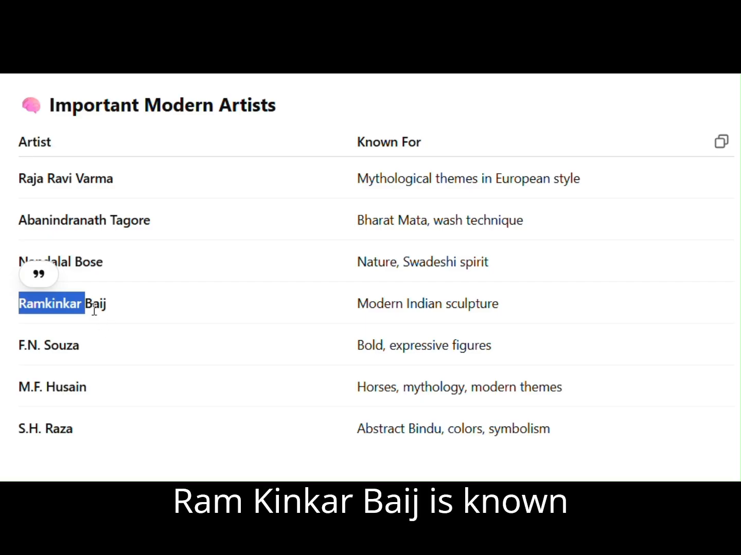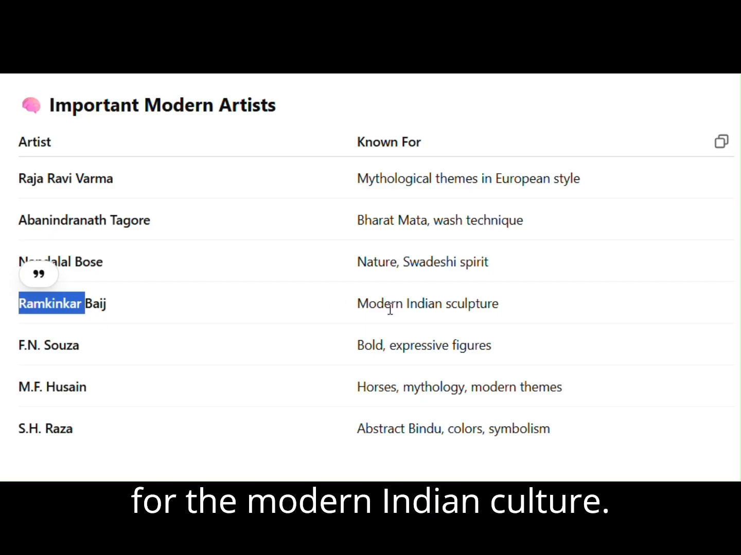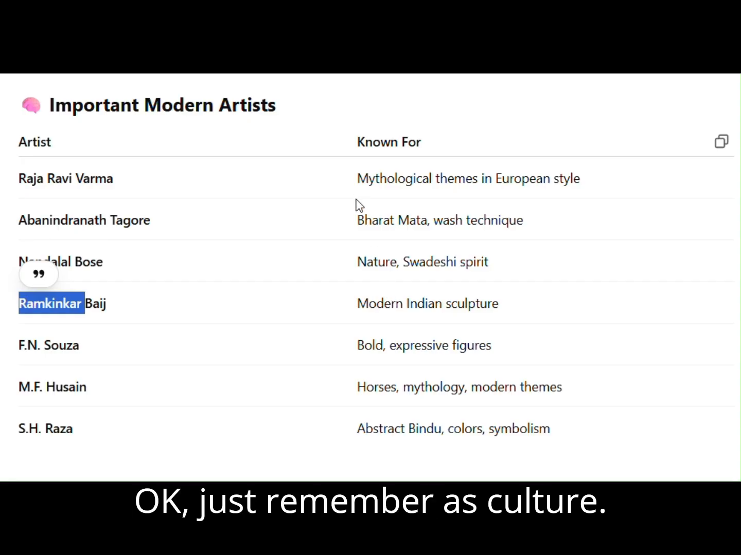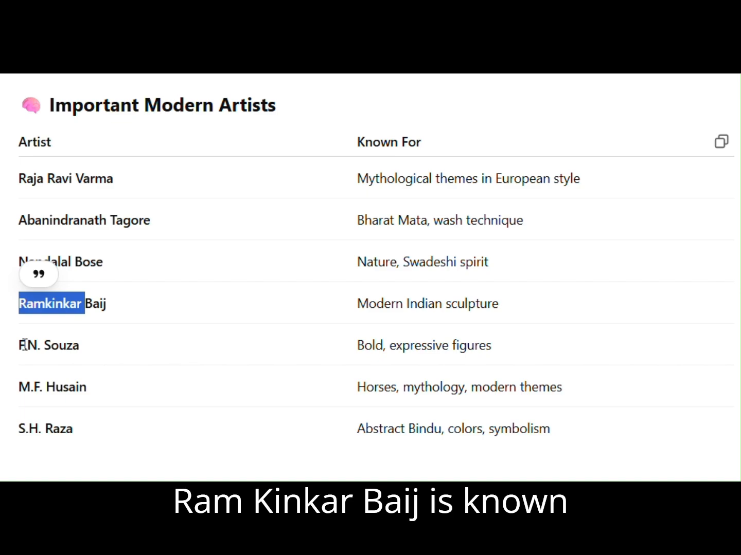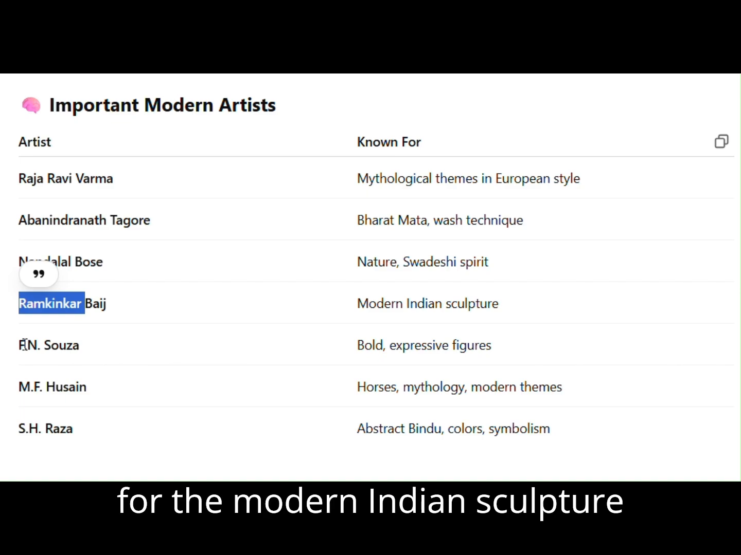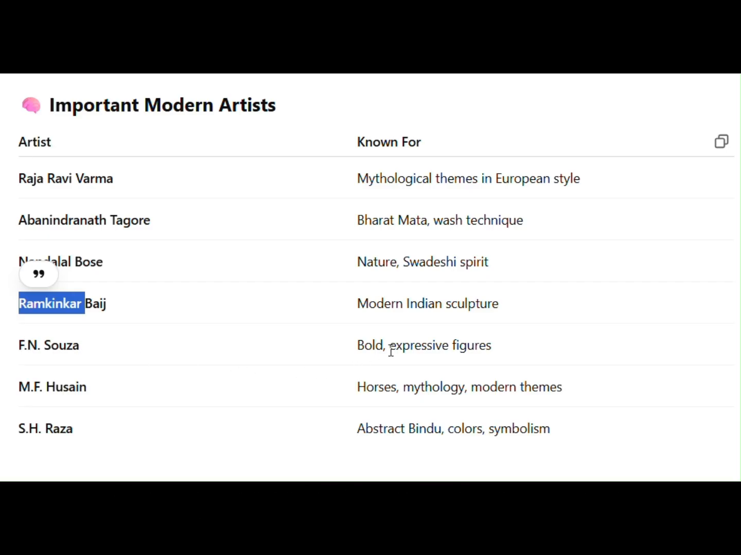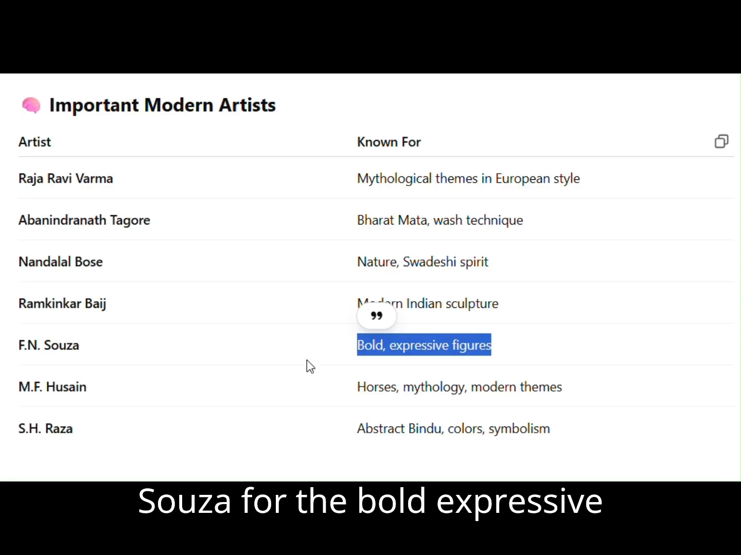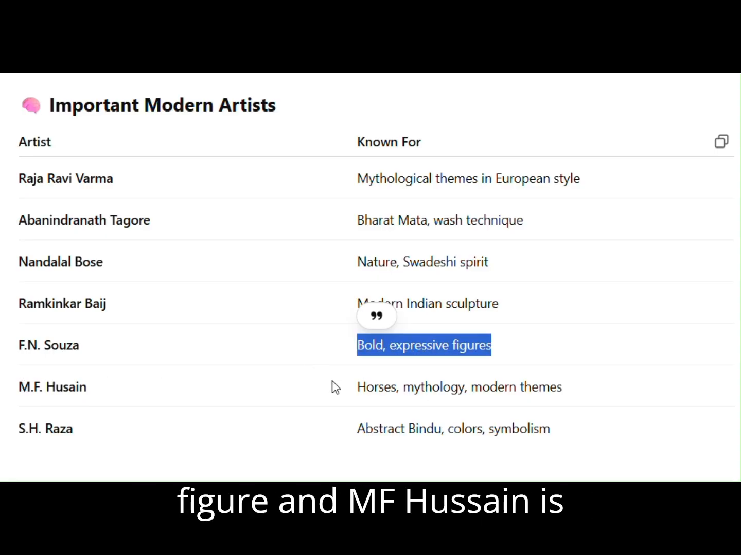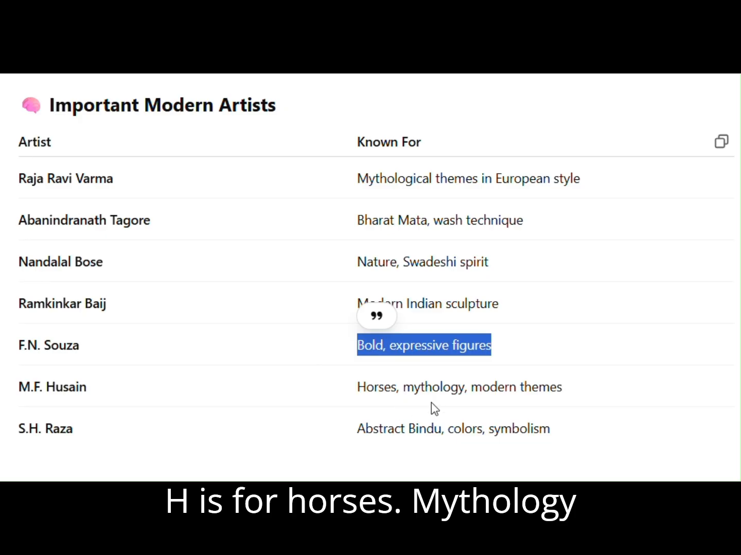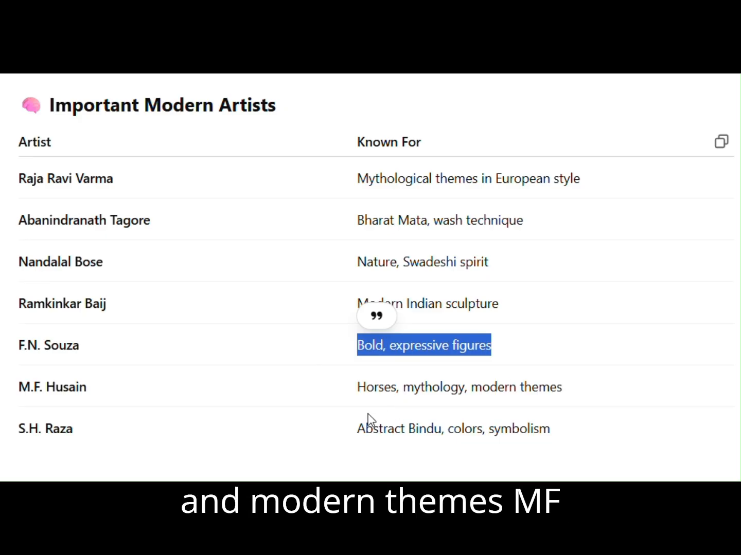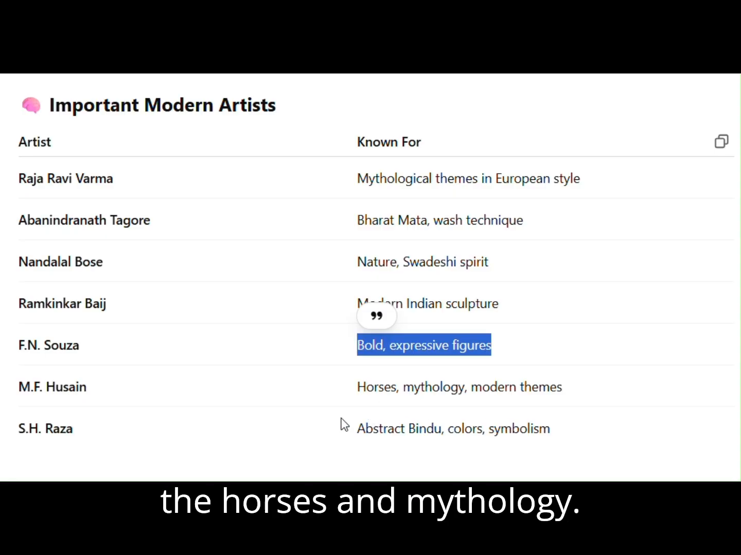Ram Kinkar Baij is known for modern Indian sculpture. Just remember him as sculpture. And then F.N. Souza is known for bold, expressive figures. M.F. Hussain is known for horses. Just remember M.F.H.: H is for horses, mythology, and modern themes.